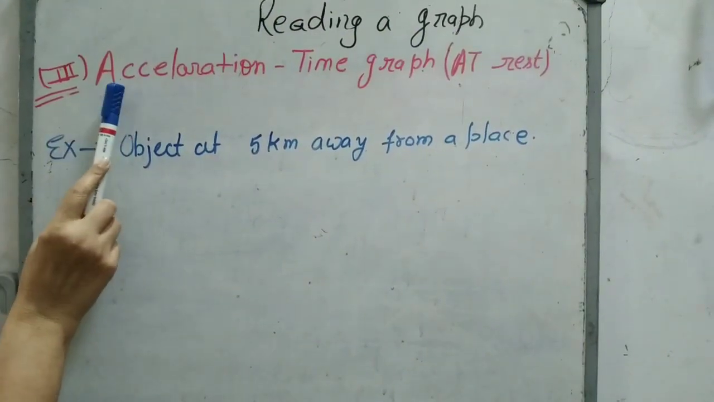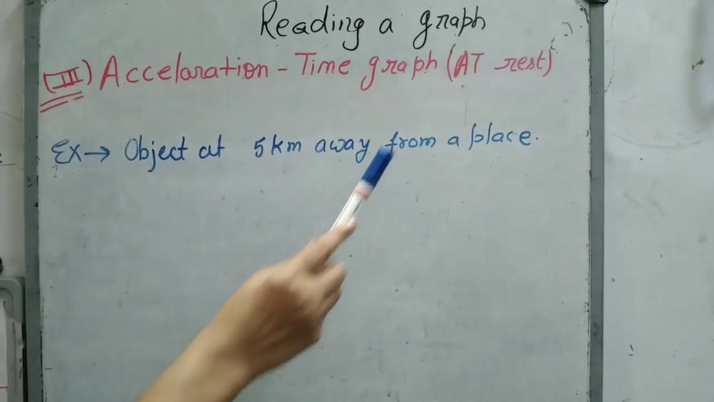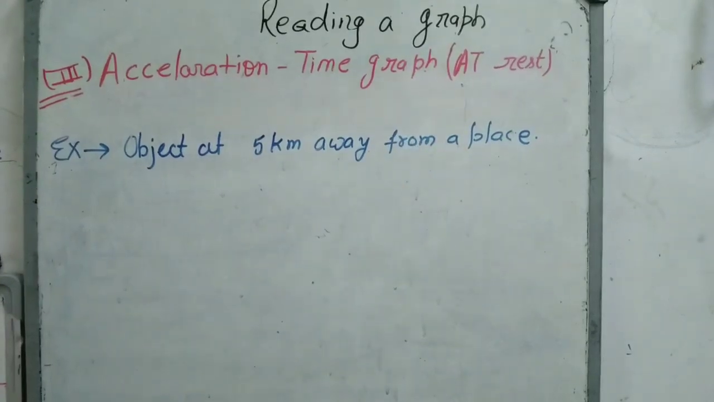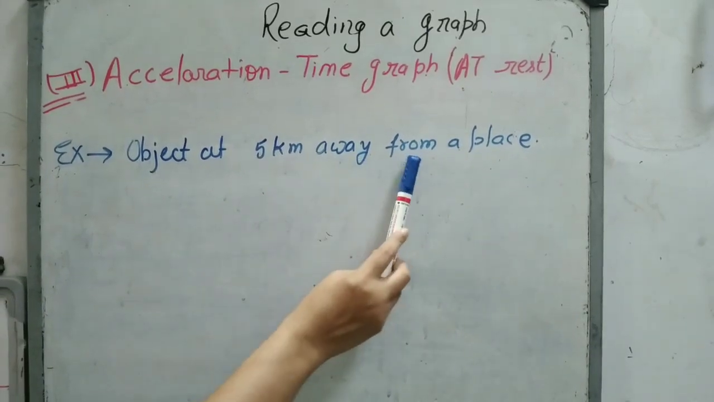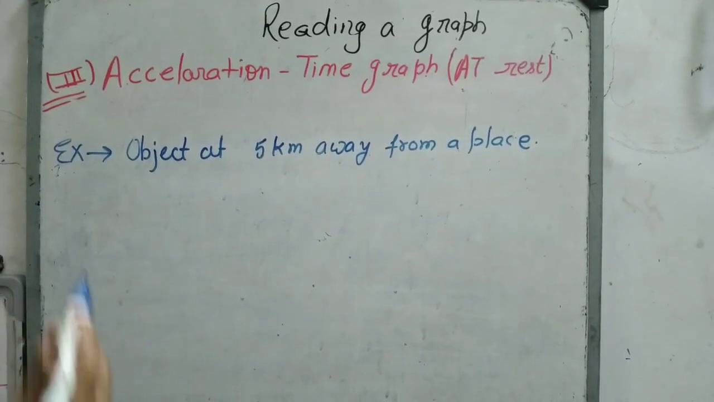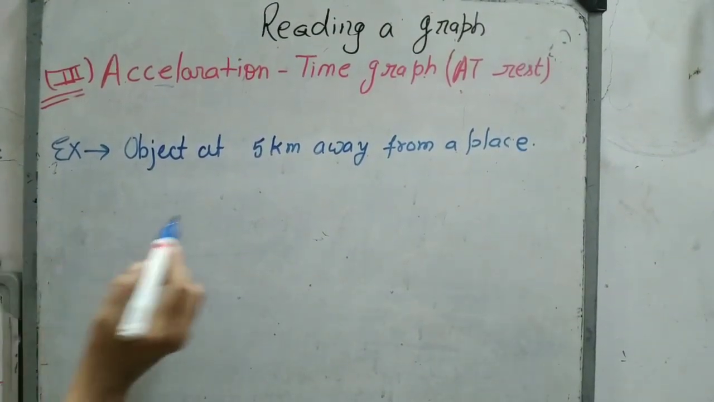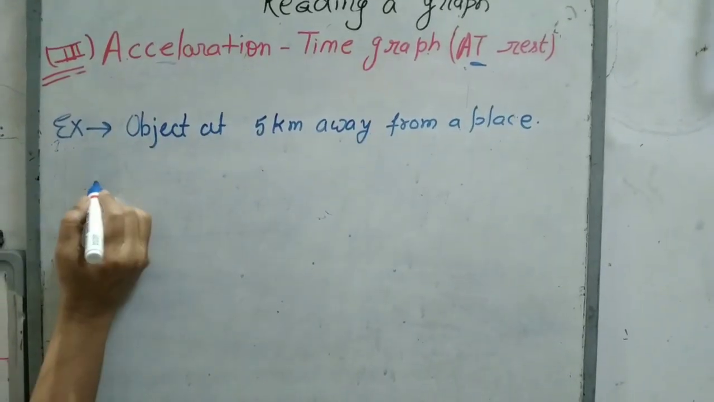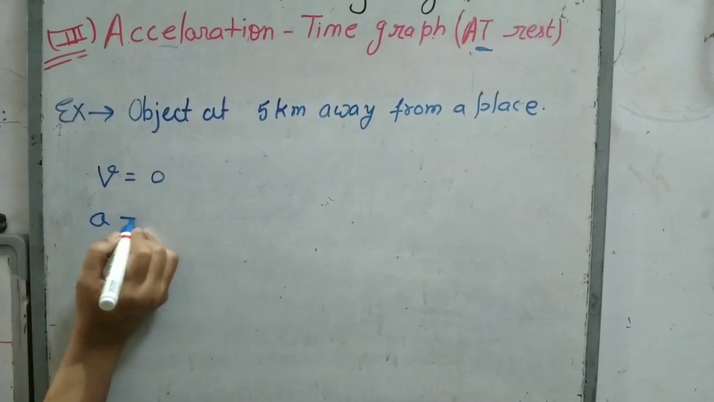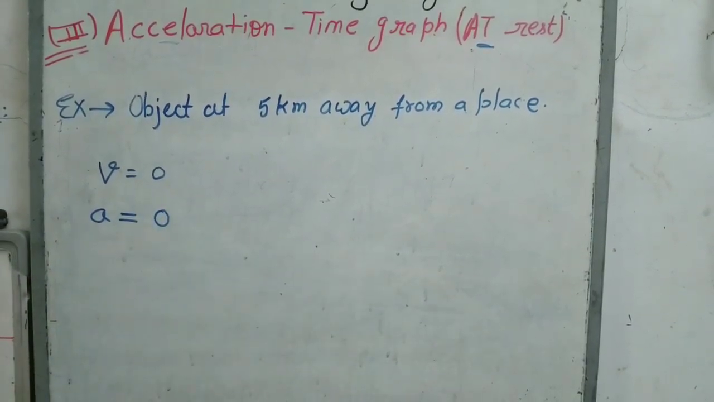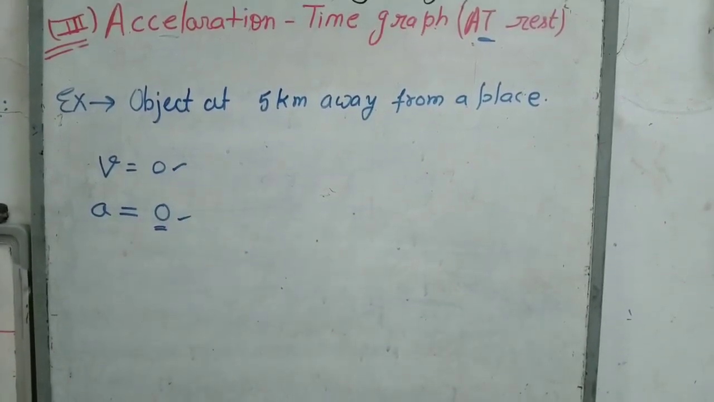So here the student, third kind of graph is acceleration time graph. At the first condition we are going to observe, and that condition is the object will be at rest. So again the same example I have taken. Object is 5 km from a place. Okay, but now we are observing the acceleration of a object. If object is at rest, so what will be the velocity of the object? Obviously 0. Now if we going to find what would be the acceleration of the object, so it always be a 0 only, because if it has no velocity, it cannot have an acceleration.